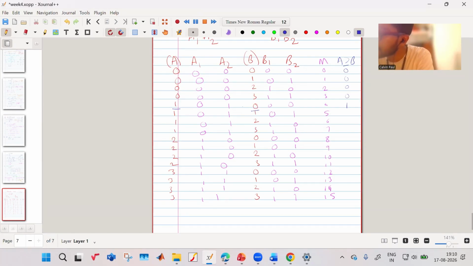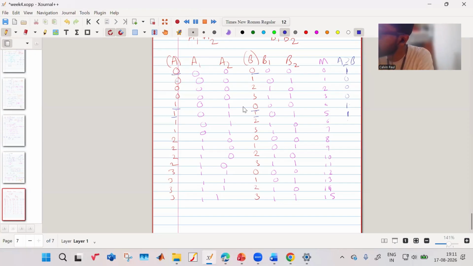Let's try when A is greater than or equal to B. Okay, A should be greater than or equal to B. So in that case, what would change? When A is 0, B is also 0, so it is equal, so it becomes 1. Next case, A is 0, B is 1, no, so that's why it is 0. Next case is A is 1, B is 0, 1, because A is greater than B. Next case, A is 1, B is 1, so A is equal to B, so that's why it is 1.